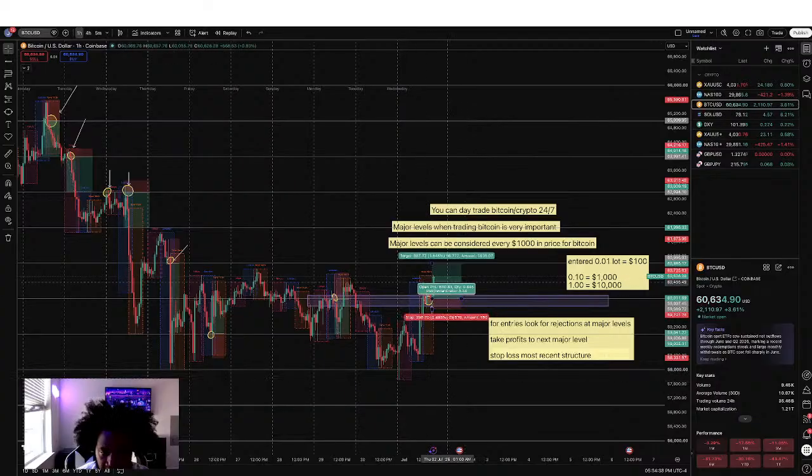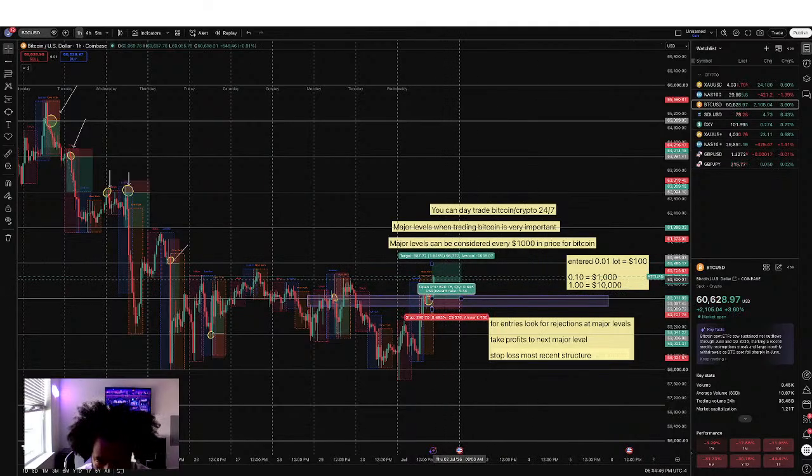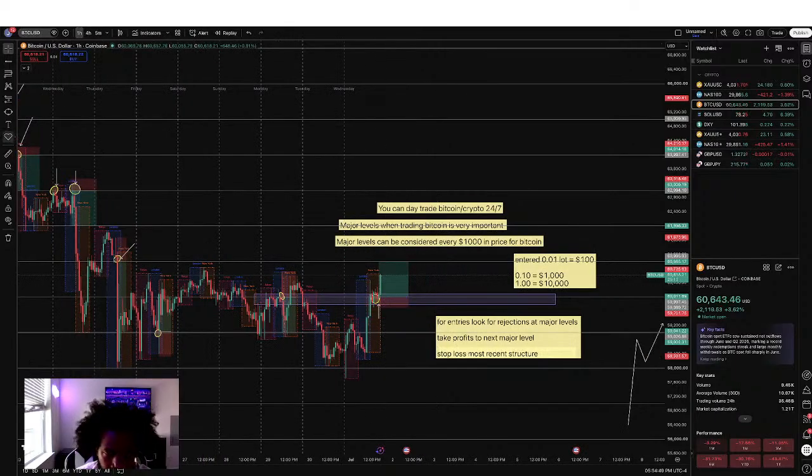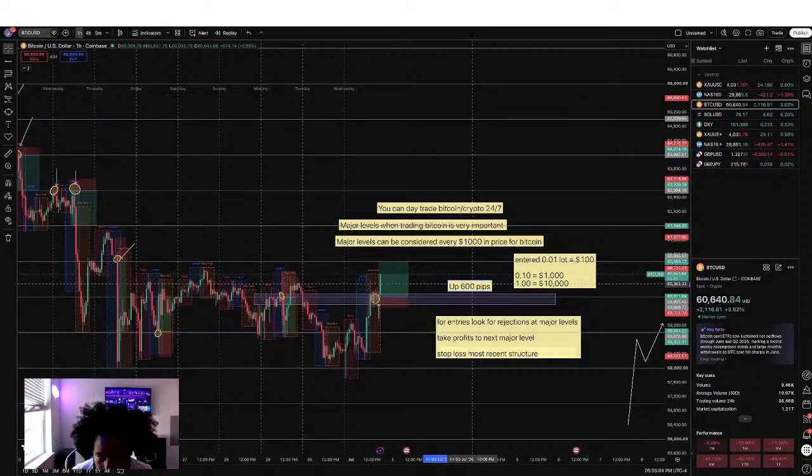Look, you can see Bitcoin rejection off these levels. Day trade. Look, right now it's up 600 pips. Up 600 pips right now.